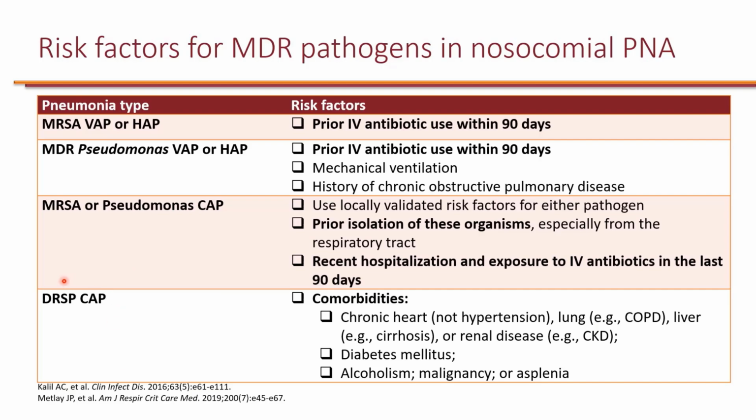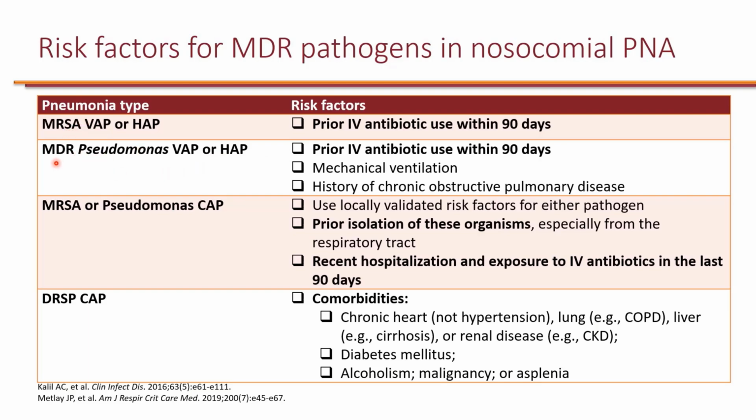Now here is information from two different guidelines. The first guideline is the HAP and VAP guideline. Here they have identified risk factors for MRSA in HAP and VAP, as well as risk factors for multi-drug resistant Pseudomonas in HAP and VAP. The common risk factor for these two is that if a patient has received IV antibiotics in the previous 90 days, that is a risk factor for selection for MRSA, as well as for multi-drug resistant Pseudomonas. If someone has these risk factors, they should be covered for MRSA and for multi-drug resistant Pseudomonas.